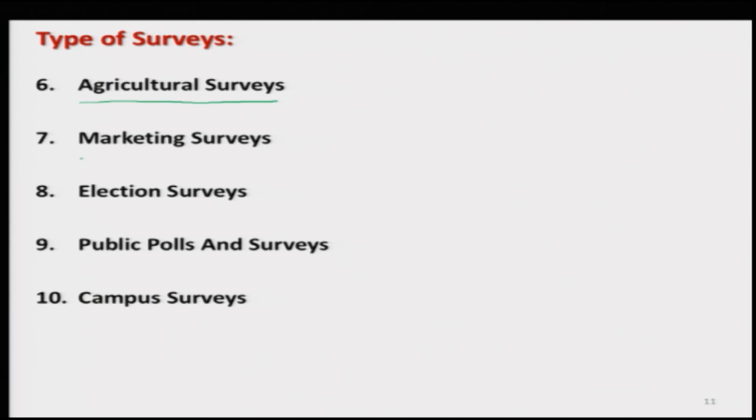Similarly, there are some marketing surveys. For example, if you go to a shopping mall, sometimes somebody will come to you and give you a small questionnaire, and they will ask you different types of questions which are basically related to the marketing of their product. So this type of marketing survey helps people in understanding the needs of the market and the consumer. So these are essentially marketing related surveys.